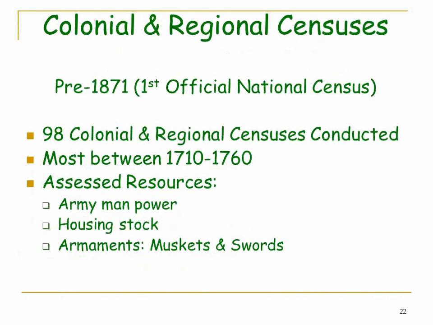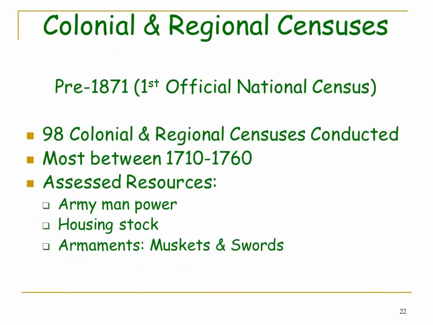In addition to that particular census, there were colonial and regional censuses done before 1871, when the first official national census was taken. Remember, it was the 1860s when they became the Dominion of Canada, and the first official census as the Dominion of Canada wasn't until 1871. All told, there are about 98 colonial and regional censuses conducted. Most were done between 1710 and 1760.